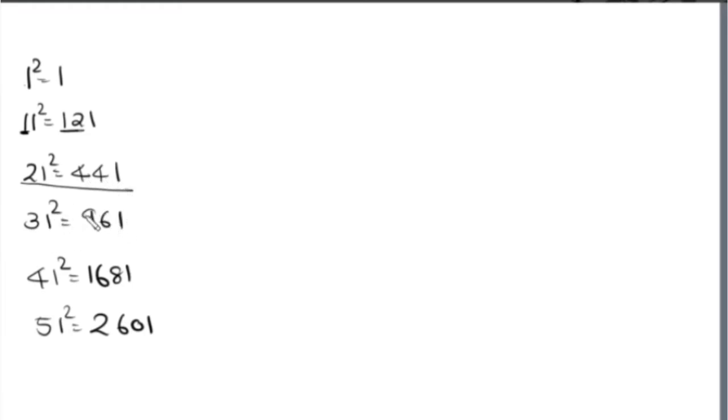Let's see 31 square. Last digit is 1. Then 3 into 2, which is 6. Then 3 square, which is 9. So 961. So you are writing the numbers from right to left. That means the unit digit will be written, then the tens digit, then the hundreds digit, like that. What about 41 square? The ones digit is 1. Then 4 into 2, which is 8. Then 4 square, which is 16. So 1681.